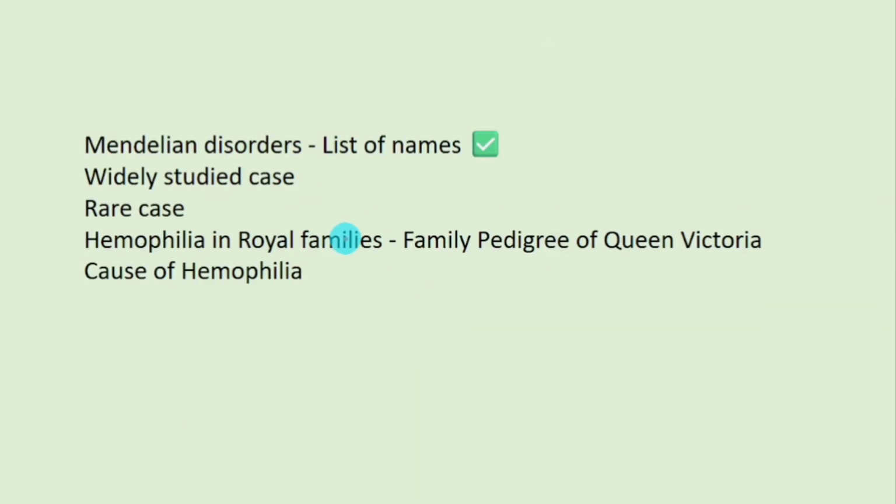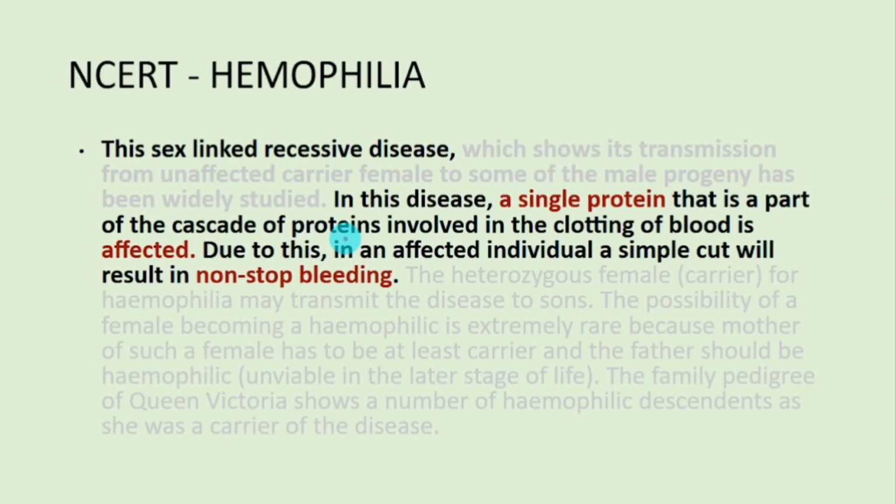Now we will look into different cases. So as I said, it is sex-linked recessive disease, okay, because the gene is found on the X chromosome. The location is on X chromosome. So in this disease, a single protein, either factor 8 or factor 9, which is a clotting factor, that is part of cascade of protein involved in clotting of blood, is affected.